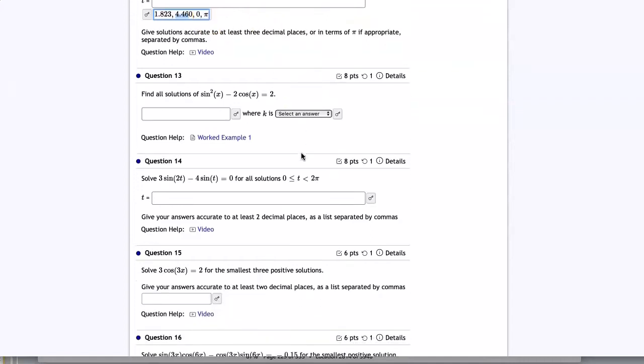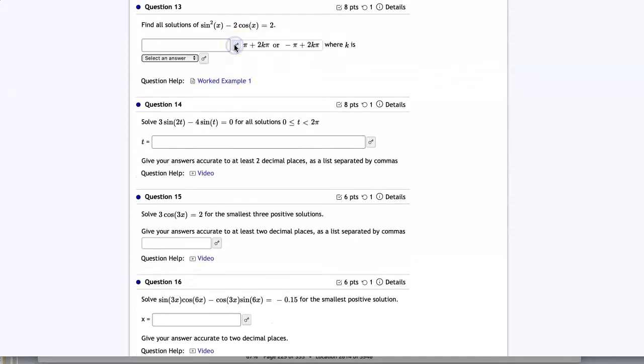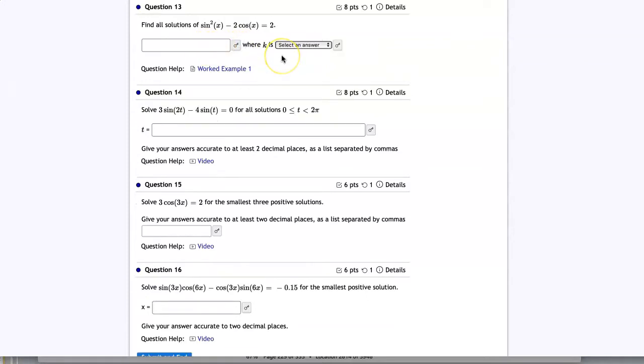Okay, question number 13 is next. We are finding all solutions. And I'm going to just tell you right now, this is in radians. So that you know for the test, question number 13 is in radians. Make a note for yourself.